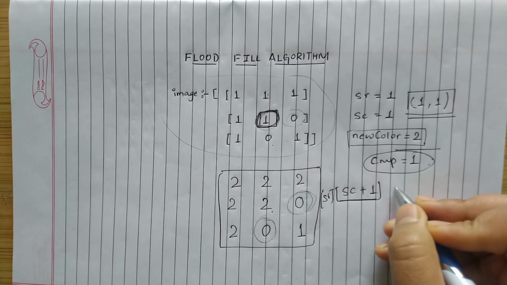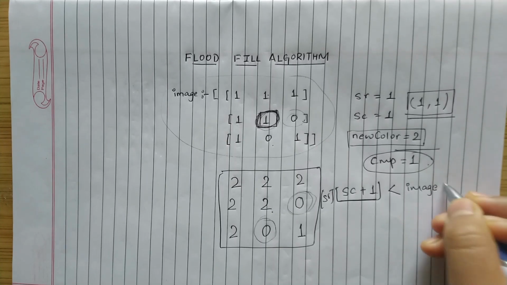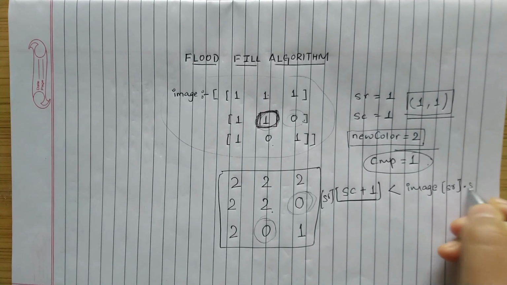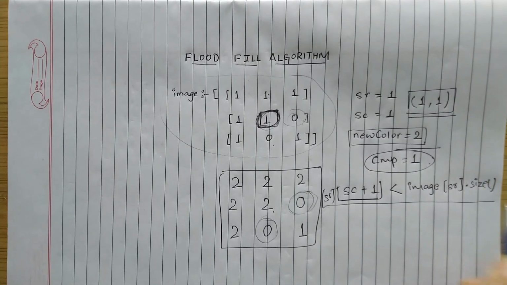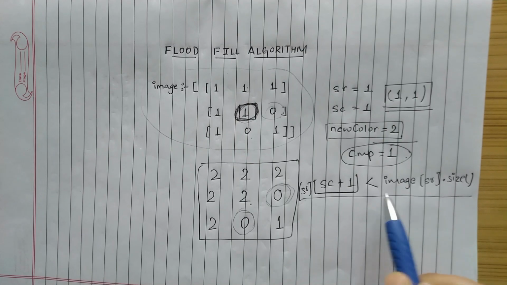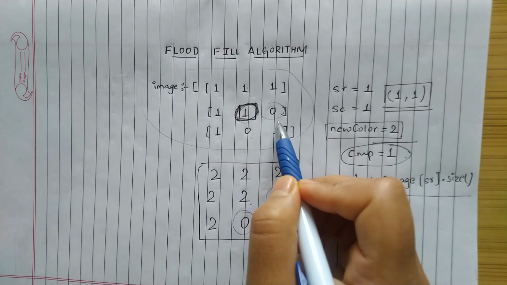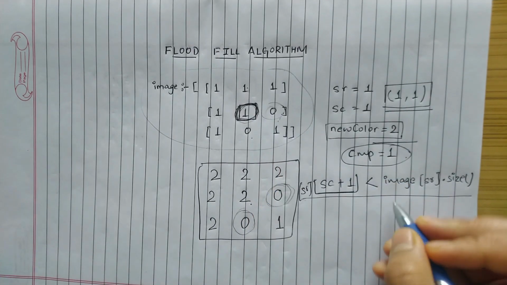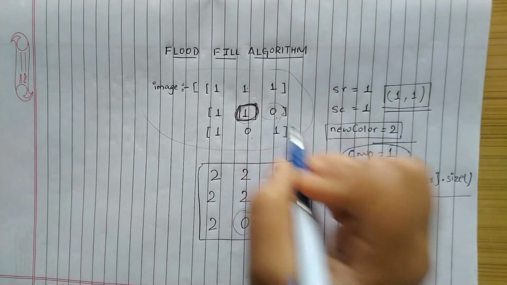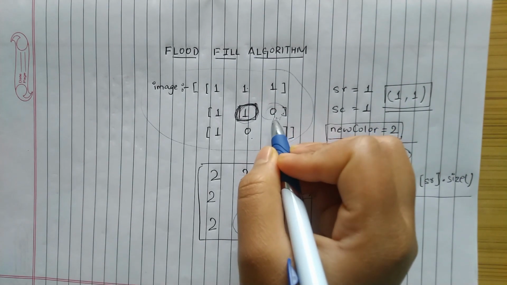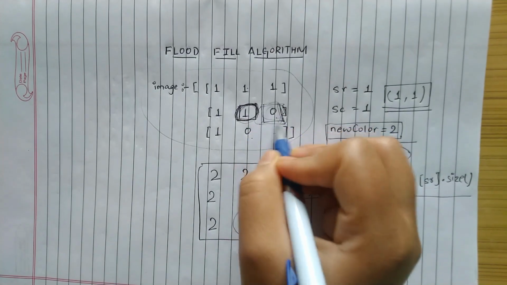So if SC plus 1 is less than image of sr dot size. This is the syntax that we will use in vectors. So we will first check if it does exist, then only we will access this element, and after accessing, we will compare it with CMP, and if they are equal, that means we will change this. So recursively we will call the same function again and make our new sr comma sc to this position.